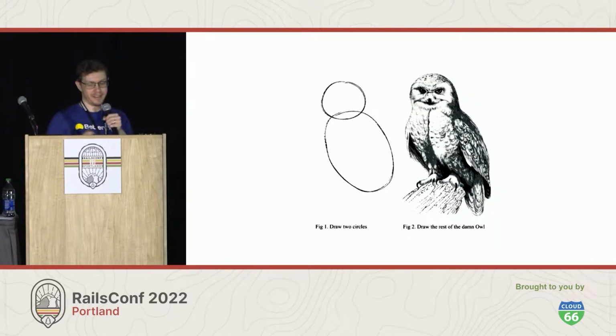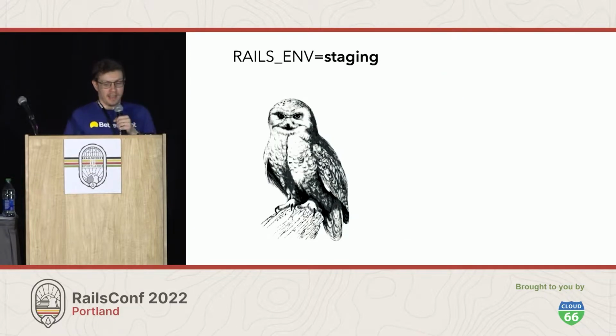And if this sounds a bit like step 1, draw 2 circles, step 2, draw the owl, it's because that's exactly what this is. You see, if what you need is a drawing of an owl, but somebody else is already drawing owls for you, then you don't need to learn how to draw the owl. And so the staging environment was our owl.